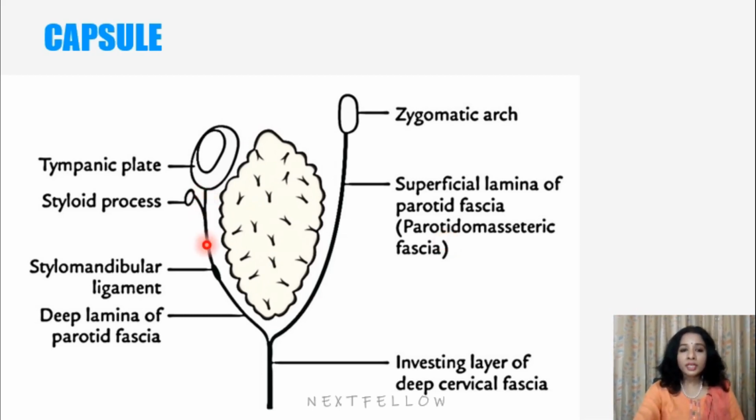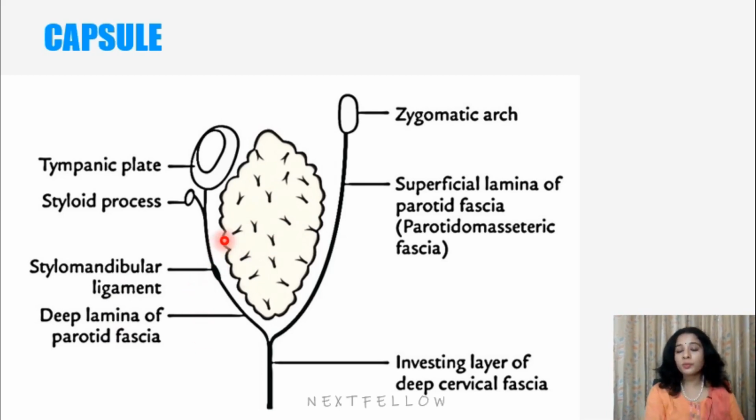Next, about the deeper lamina. The deeper lamina is thin, lax and loose all over, and it gets thickened only between the styloid process and the mandible to form the stylomandibular ligament. And this stylomandibular ligament separates the parotid gland from the submandibular salivary gland.